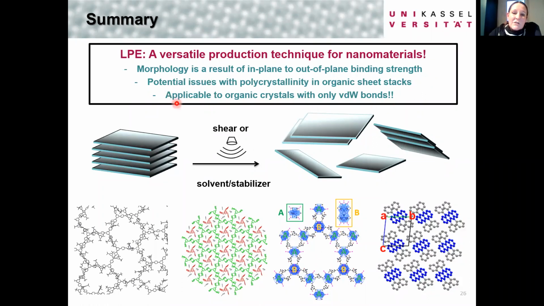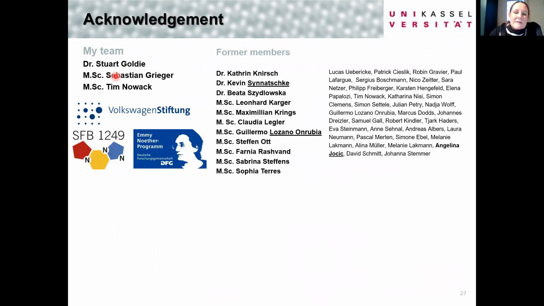And finally, I showed you that the concept of liquid phase exfoliation can be applied to purely organic crystals where molecules are only held together by pi-pi stacking and van der Waals interactions, or any sort of, let's say, non-covalent binding. So in this case, we looked at rubrene, and we found that we can produce one-dimensional structures that are in dispersion.